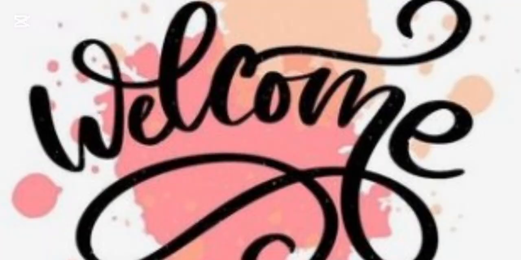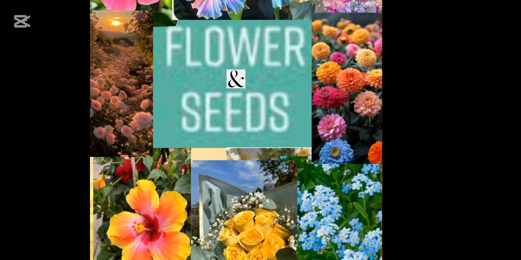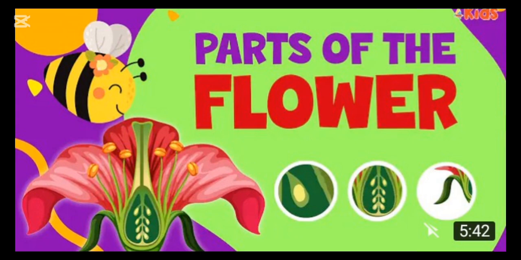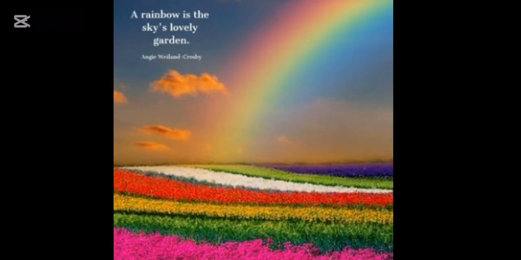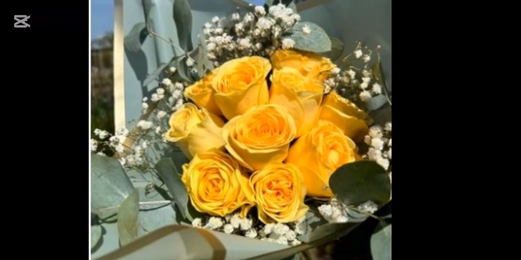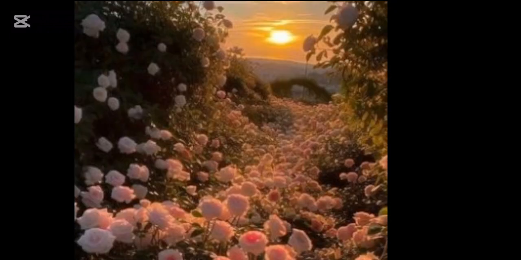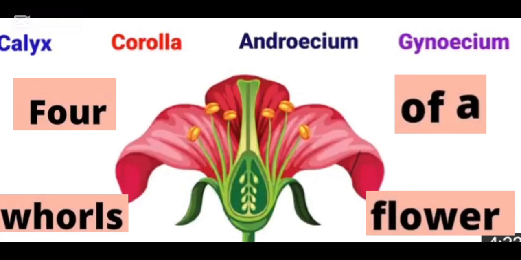So today we are going to learn science and our topic is flowers and seeds. So first we are going to learn about the parts of the flowers. So basically, do you know that there are more than 400 types of flowers in the world? So the basic structures of most flowers are the same. Generally there are four parts of a flower. Those are calyx, corolla, androecium, and gynoecium. These parts are also called the four whorls of flowers.